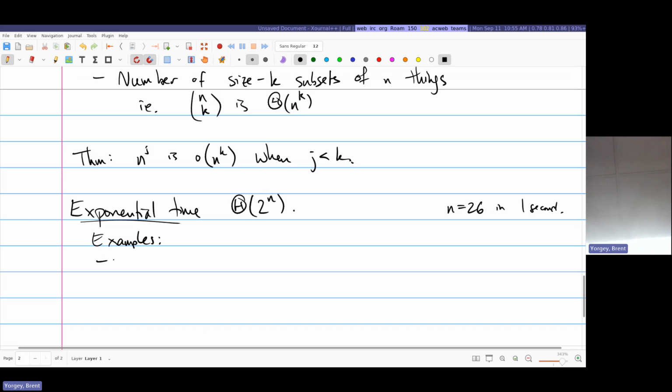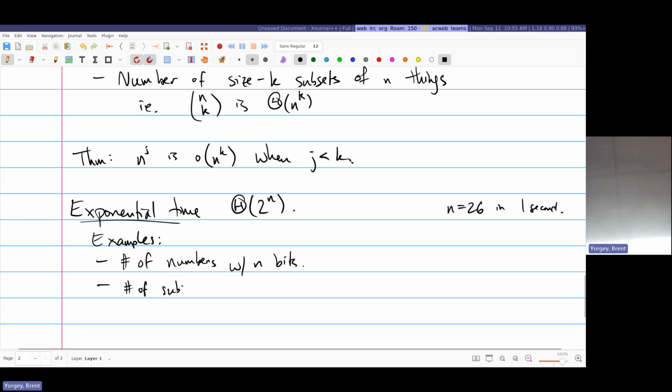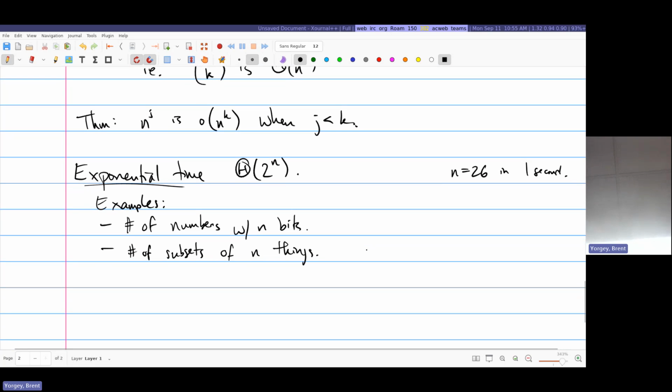Simon? Counting all of the numbers you can store in an n-bit number. Yeah, so like the number of numbers with n bits. Yeah, or the size of the power set, so like the number of subsets of n things. Right, power set. Sorting a list by retrieving every possible list. No, good. That's not 2 to the n actually. That's n factorial, which is even worse. Oh.